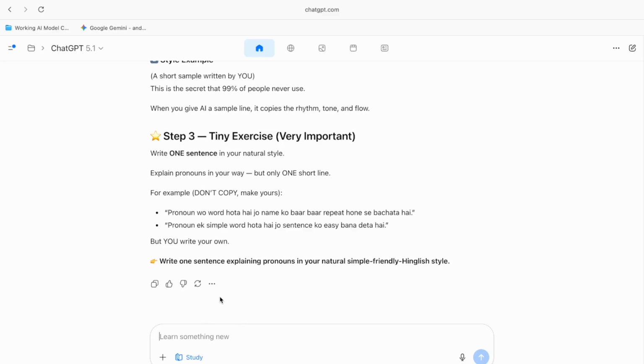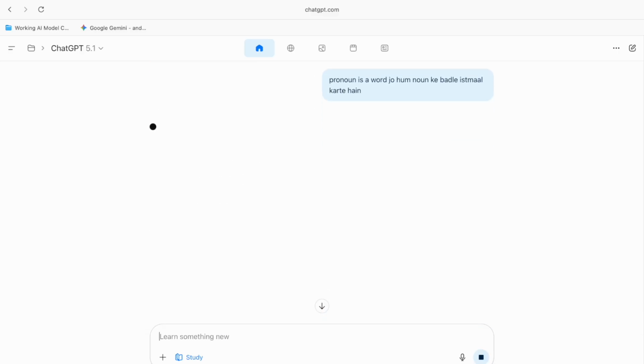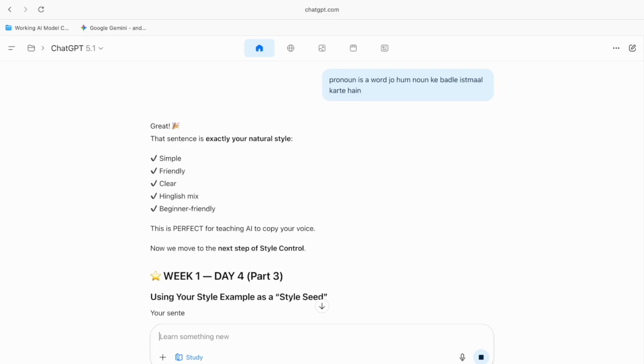Write one sentence about pronoun in your natural, simple, friendly English style. Okay. So I can say that like, pronoun is a word that we use in place of a noun. If I tell you the truth, it's really hard to write. It's much easier to speak. Oh, I should have spoken that. The sentence is actually like a mature tone, simple, friendly, clear. English means beginner friendly. It's perfect for teaching AI your voice.